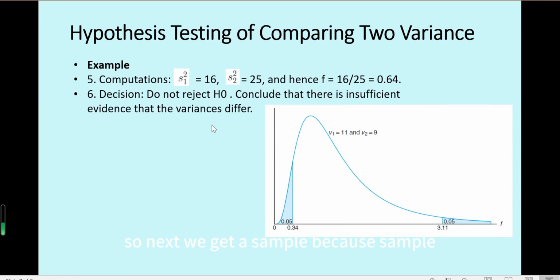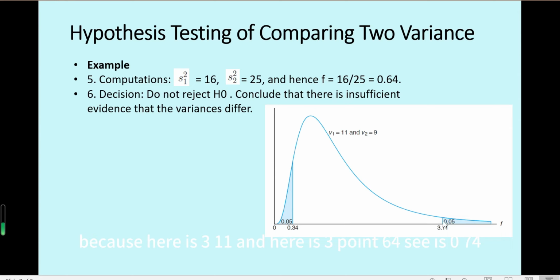So next we get the sample. For the sample, we have standard deviation for sample 1 is 4, so the sample variance is the square, which gives 16. And for the second sample, standard deviation is 5, so the sample variance is 25. So next we get a sample test statistic. This lowercase f equals the division of the sample variances. This equals 0.64. So you can see 0.64 in the white area, right?